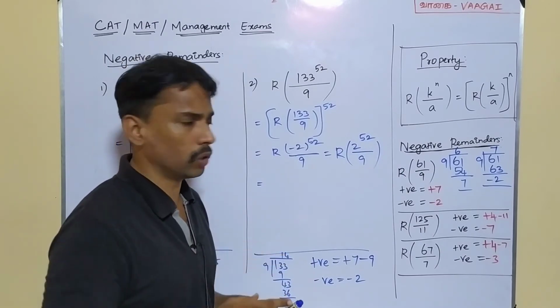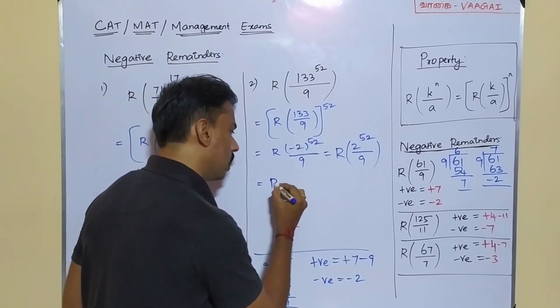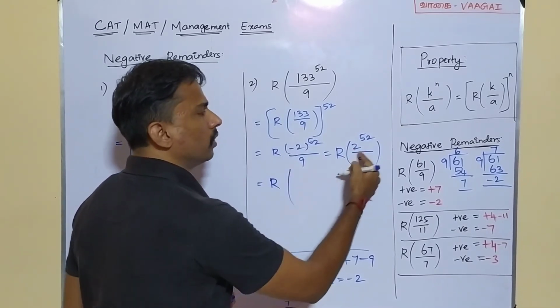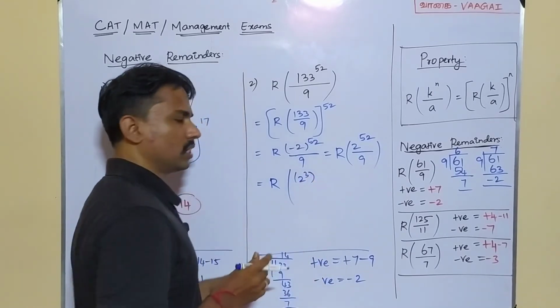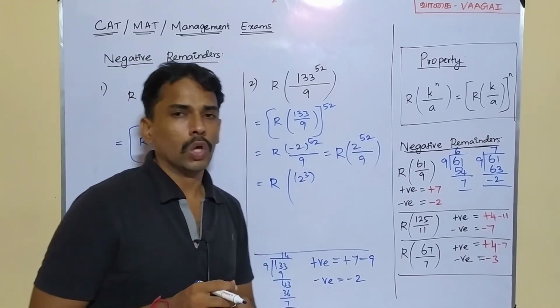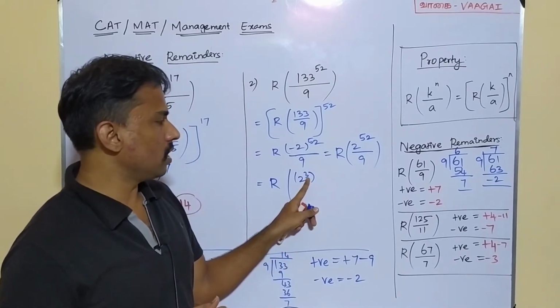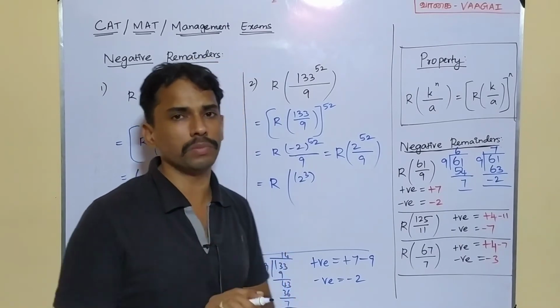I hope the idea is clear to you. I have got 2 power 52 now. Now what I am going to do is remainder. I am going to split this 2 power 52 as 2 cube power something. So just imagine how many 2 cubes can you collect from this 2 power 52. So I'm taking 3. Just see how many times this 3 comes in this 52. I can go up to 17 times, is it or not?